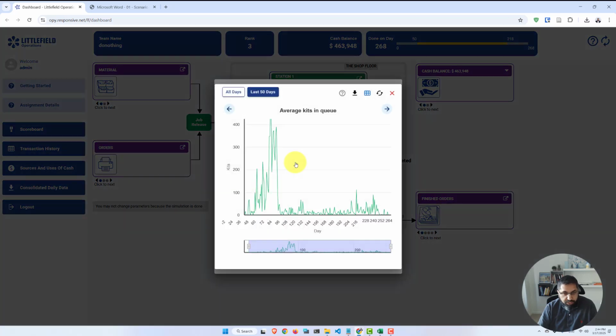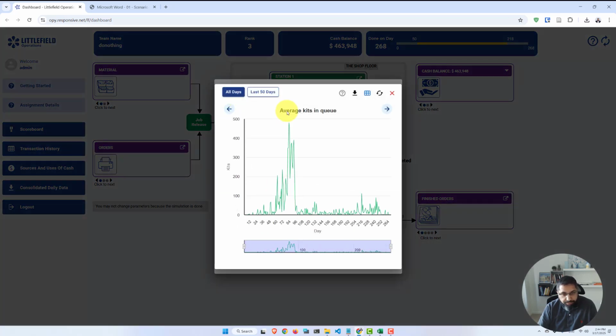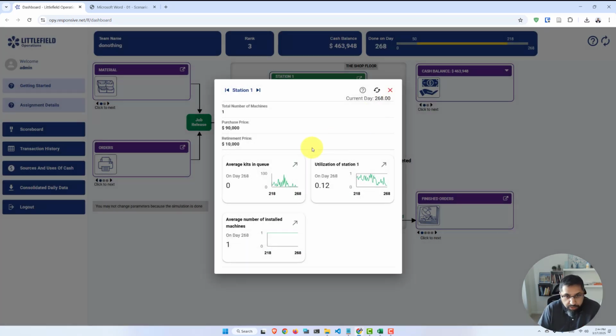If you look at average kits in your queue, you see that it is growing, and it really blows up after day 50 or 60. At day 70, 80 it is really blowing up. So your queues are increasing too much, which is causing your lead time to increase because jobs are spending more time in the queue, right?